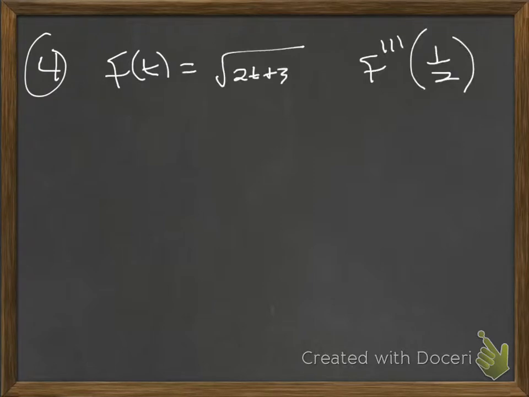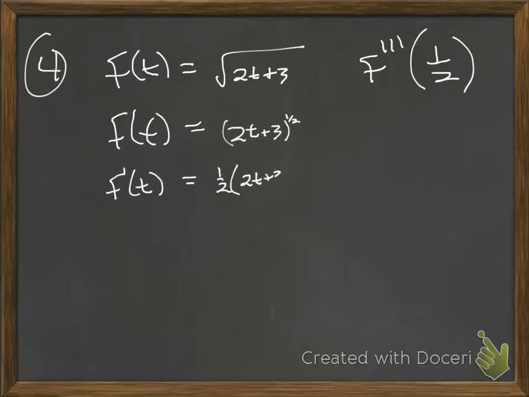Number 4. Let's see, how about this? Find f triple prime of 1/2. That means I want to go get the third derivative and stick 1/2 in. So here's a derivative. Wait, I'm not even going to take the derivative yet. I got to actually pause this. Wait, let's go a little bit further.